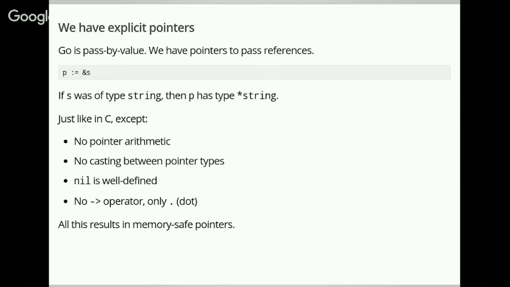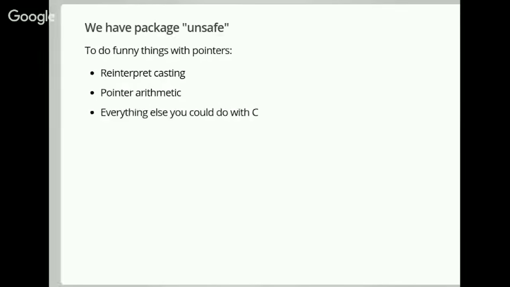Nil, which is what you know as null, is well defined. So there's never that question if null is going to be equal to 0, or if it's some weird macro defined somewhere, or a compiler extension, or defined in some other roundabout way. It's just in the language, it's nil. It's always the same. And there's no arrow operator. Doesn't matter if you're accessing a field, for example, on a struct that is referenced by pointer or by value, you can just use the dot. And the net result of all this is that we have a memory safe language.